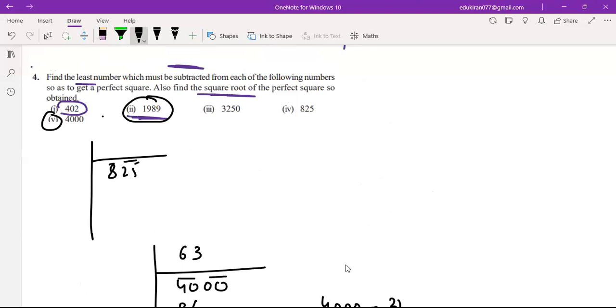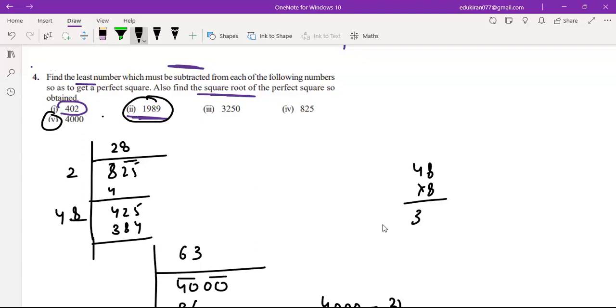When you make a pair, of course, you will start with 2 table because it's the only thing. So 2 2s are 4. Now 4, 2, 5. Then 2 multiplied by 2 is 4, and then put a blank. Now 8. Here also you will put 8. Then 48 multiplied by 8 would give you 384. Once you subtract this, you get 41 as the remainder.